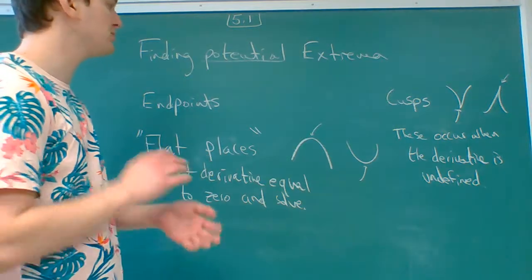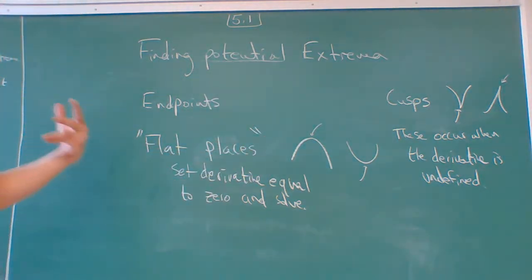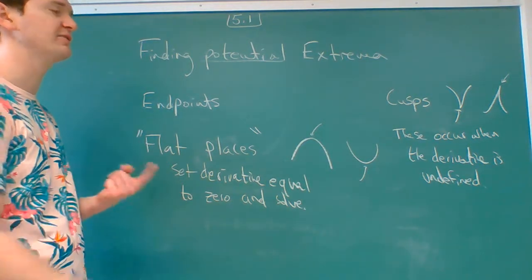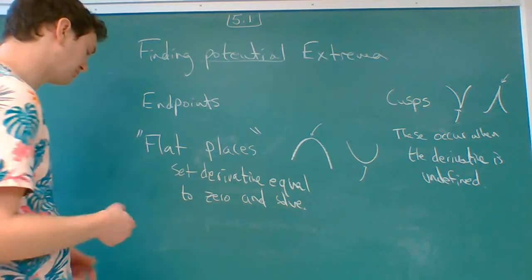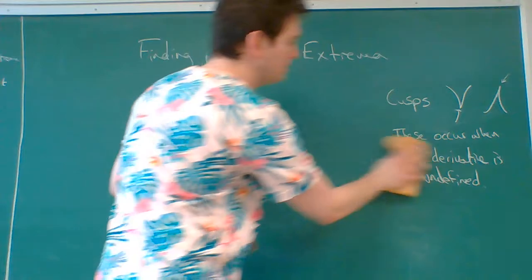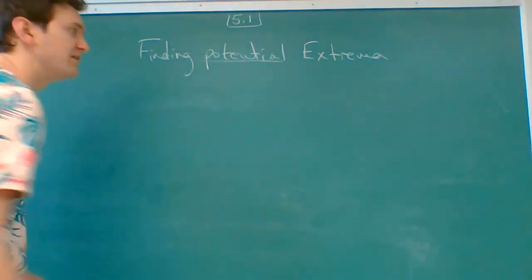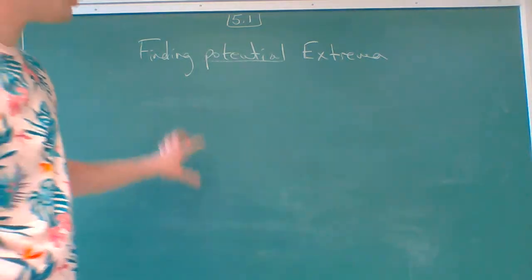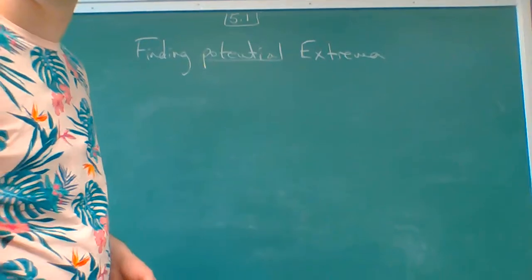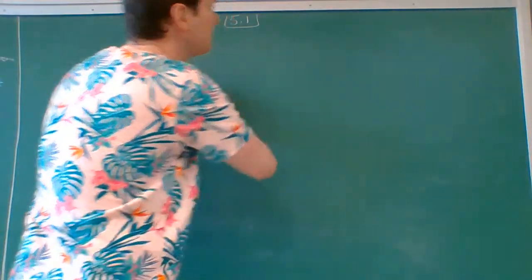So let's run some examples of finding potential extrema. Then we're going to talk about the tests that we have to see what kind of extrema we have, so classifying extrema values. So let's see if I can come up with an example that has all three: endpoints, flat places, and cusps. Okay, I've got an example.